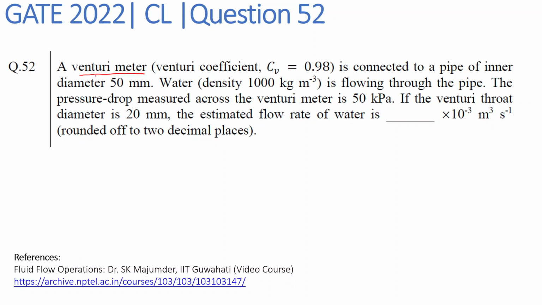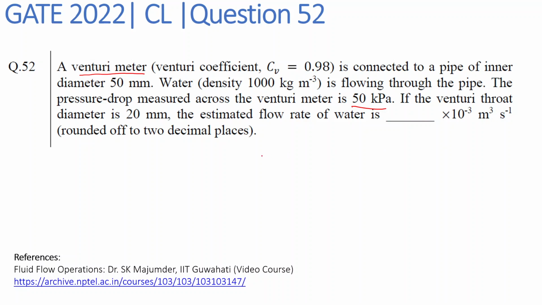The question states: a venturimeter with venturi coefficient CV equal to 0.098 is connected to a pipe of inner diameter 50 mm. Water with density of 1000 kg per meter cube is flowing through the pipe. The pressure drop measured across the venturimeter is 50 kilopascal. If the venturi throat diameter is 20 mm, the estimated flow rate of water is dash into 10 raised to minus 3 meter cube per second.